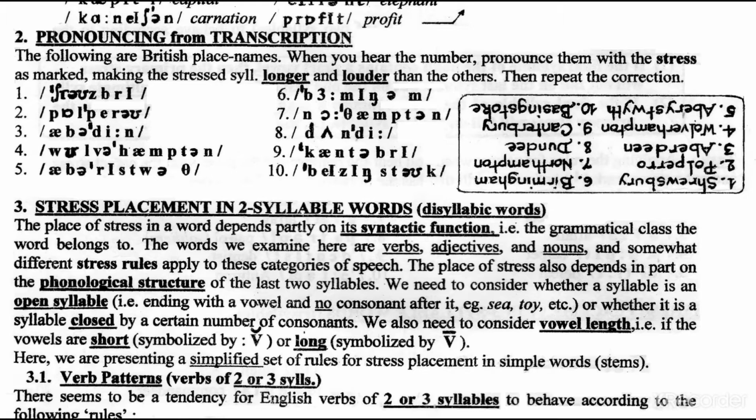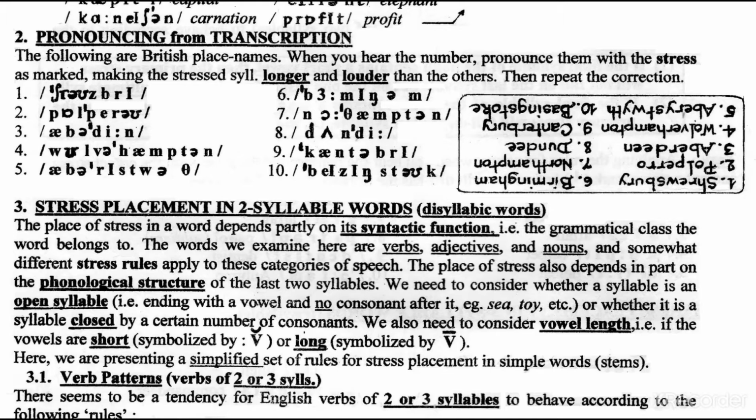Number 4, Wolverhampton. So here, because the primary stress is on ham, we need another stress, which is a secondary stress, on the first syllable, which is wo. Number 5, Aberystwyth. The same thing for this word. The primary stress is on ris, so we need another degree of stress on the first syllable. So we add the secondary stress on a.